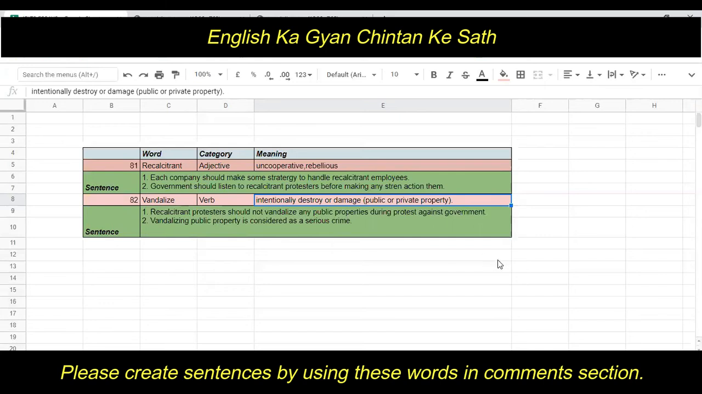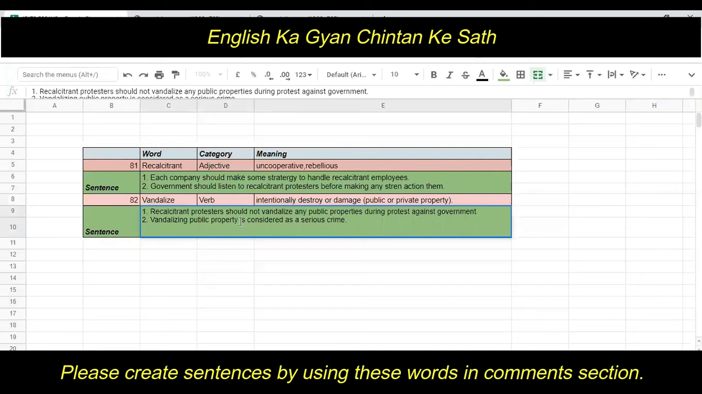Okay, so let me go to the first sentence which I have created for the word vandalize. And the first sentence is: recalcitrant protesters should not vandalize any public properties during protest against the government. See, this is the sentence for the protesters. This is the sentence for the individuals who are displaying opposition or protest against the government. It is necessary for them also to realize that they should not vandalize, they should not destroy the public property just because they want to showcase their opposition to the decisions being made by the government.